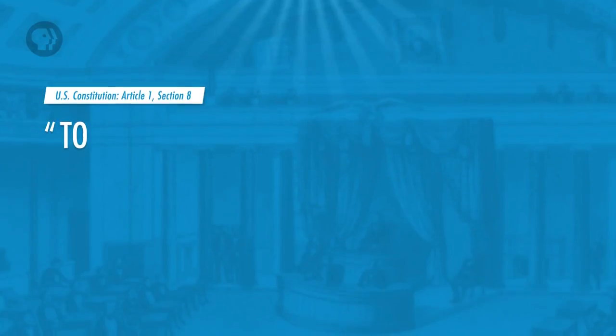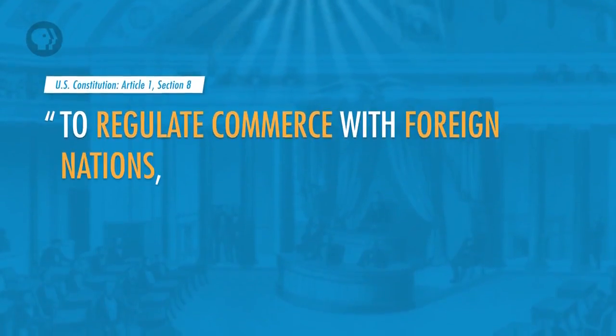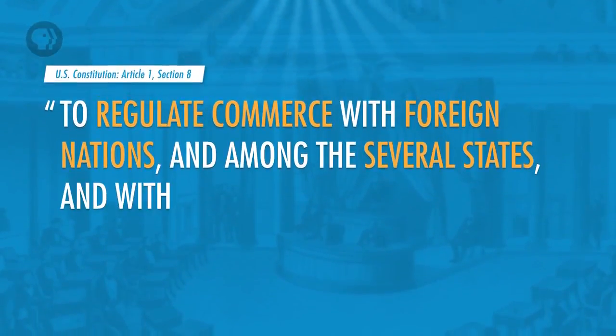Thanks, Thought Bubble. Now, some of you might be wondering, Craig, where does the national government get the power to do anything that has to do with states? Yeah, well, off the top of my head, the U.S. Constitution in Article 1, Section 8, Clause 3 gives Congress the power to regulate commerce with foreign nations and among the several states, and with the Indian tribes.